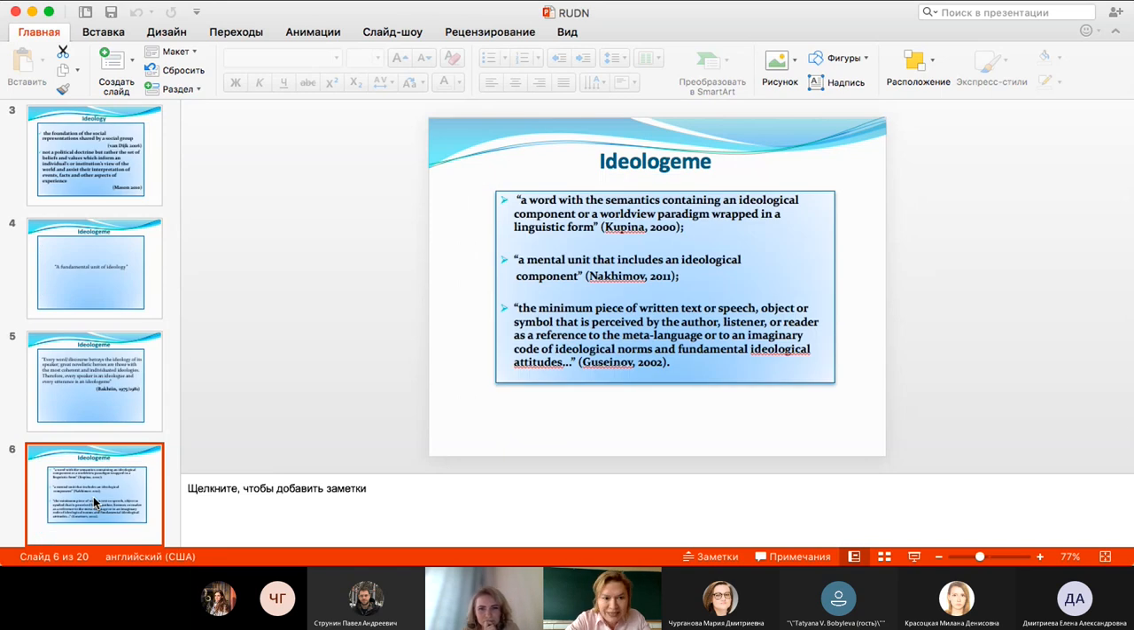So let us proceed, and you can see some definitions of an ideology, or as I prefer to call it, an ideologically bound unit. It should be again emphasized that during the perestroika years, the Russian linguists viewed ideologically bound units as a characteristic feature of the Soviet discourse, which was considered mono-ideological, and it was equated with a totalitarian discourse.